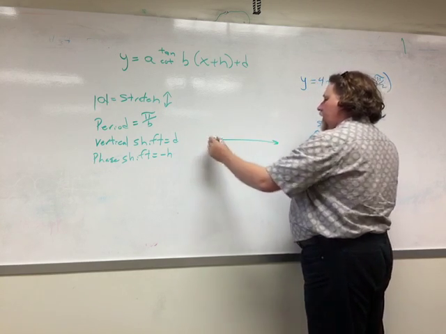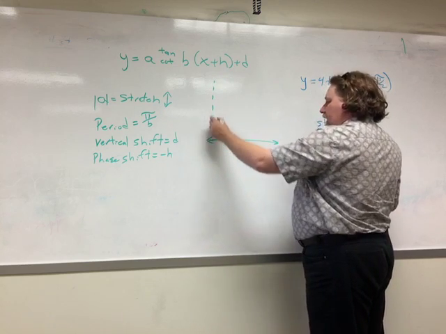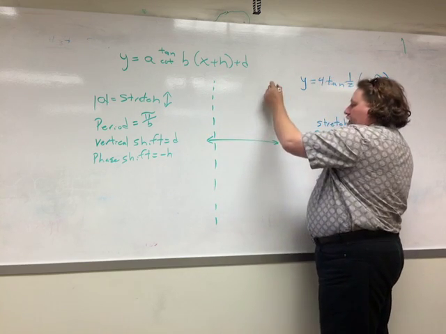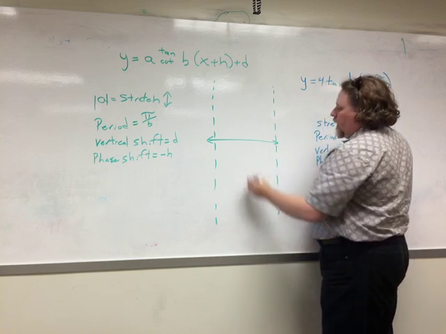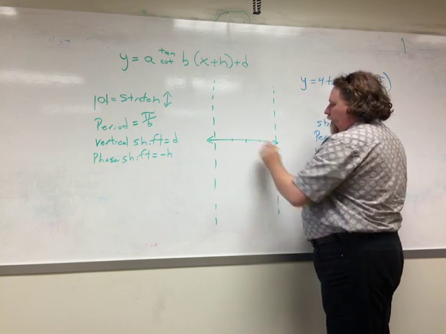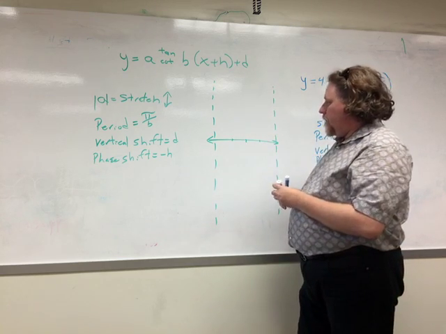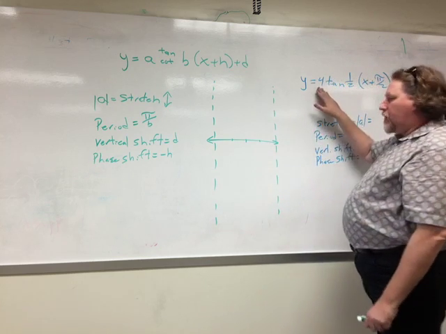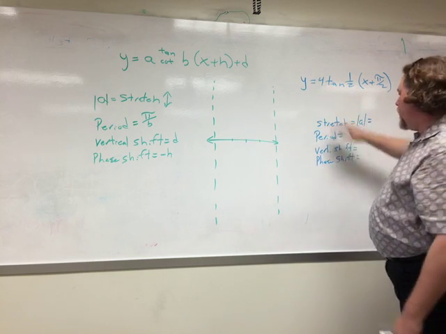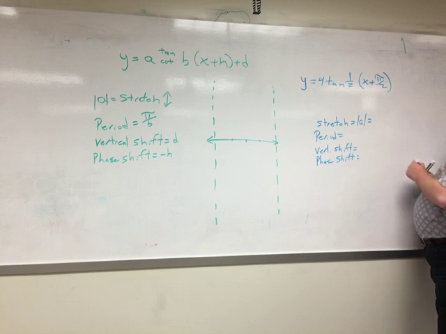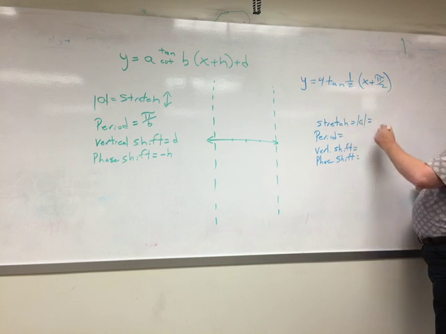Here is my horizontal axis. I have an asymptote on the left. I have an asymptote on the right. And my picture is divided into 4 equal pieces in between. I'm drawing tangent. My stretch is 4. So I'll go ahead and put down absolute value of A, absolute value of 4.